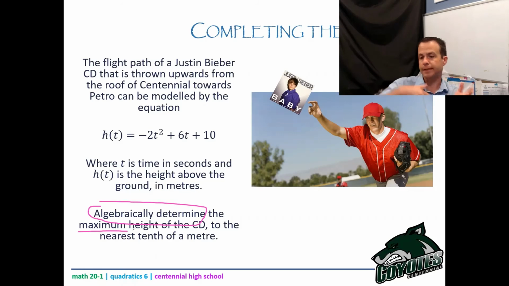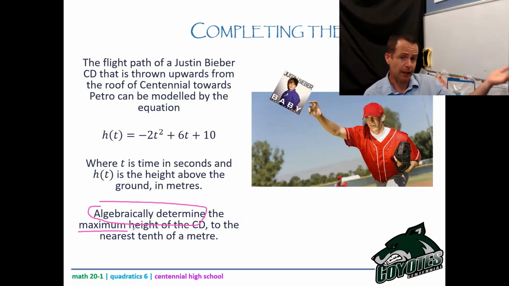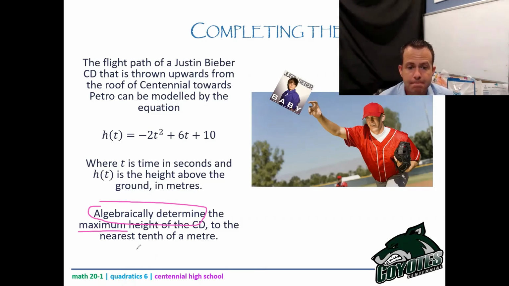Okay, so yes, big, long problem. But in order to solve it, I'm going to do exactly the same thing I've been doing for the last few minutes and the last few examples. So I'm going to complete the square. I need to take the negative 2 out of the front two terms. That's going to leave me with negative 2 bracket t squared minus 3t bracket plus 10.